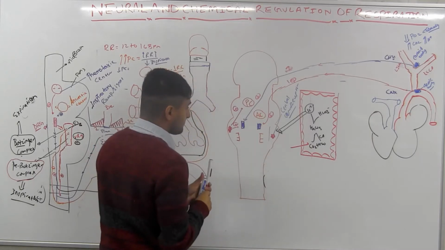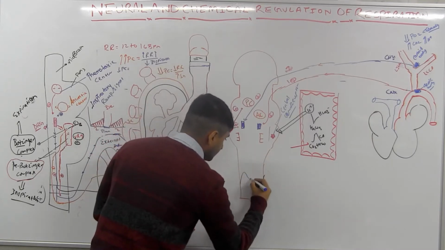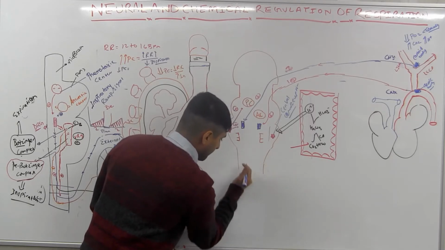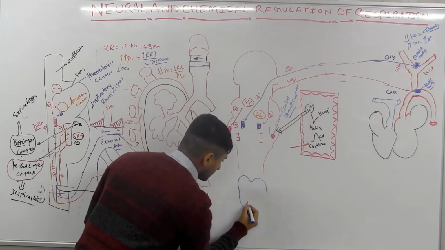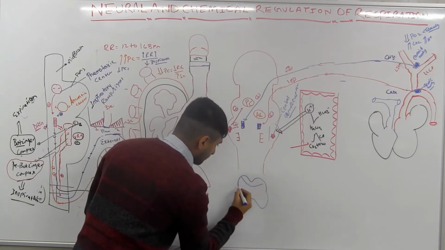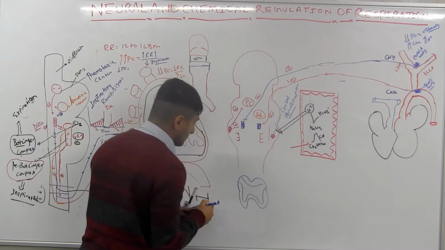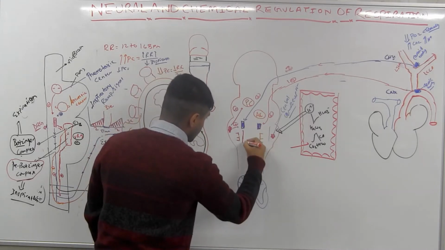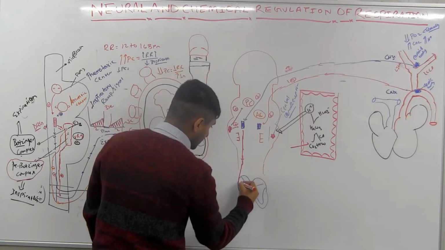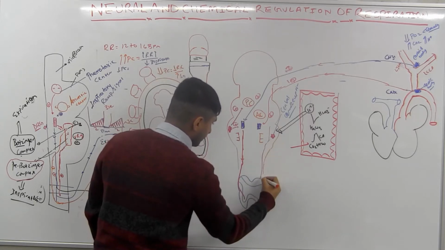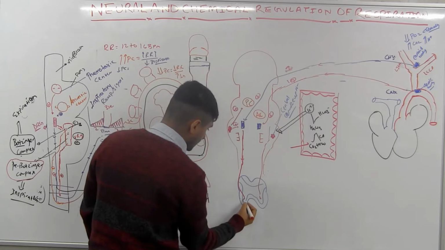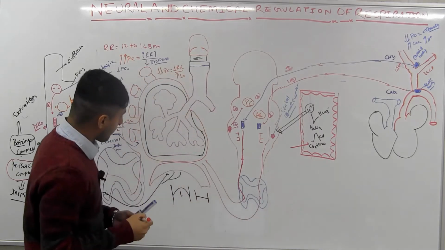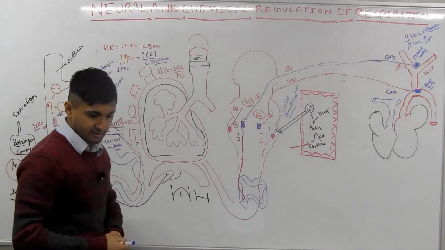So basically, these fire, right? And then obviously this will go to the lower motor neurons, right? And you can even say this will give fibers down here. Okay? So that way you can increase the ventilation process, right?